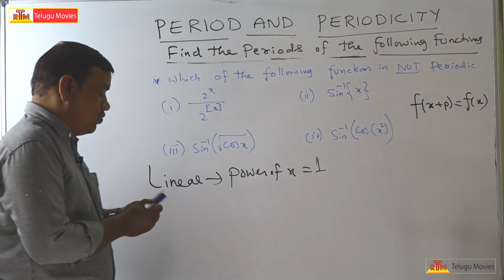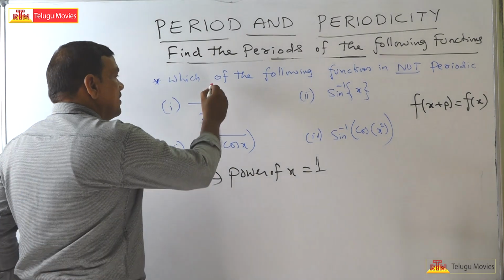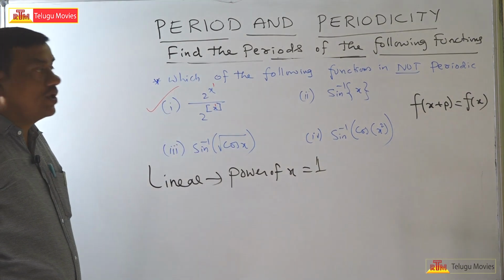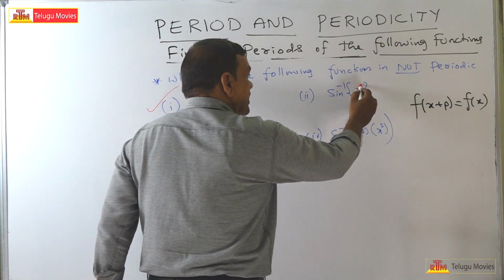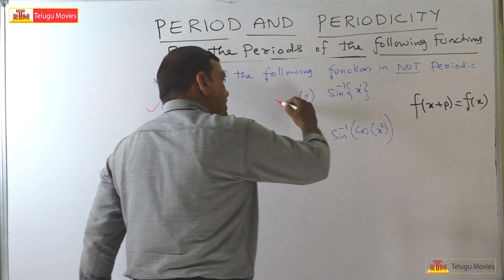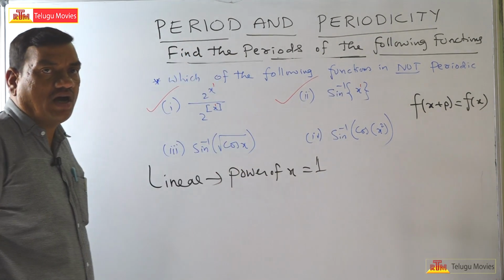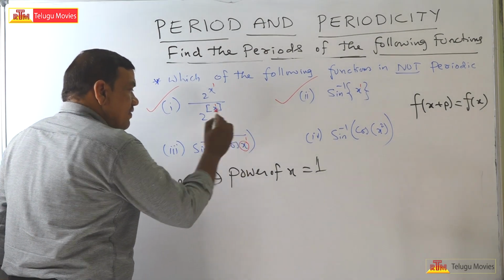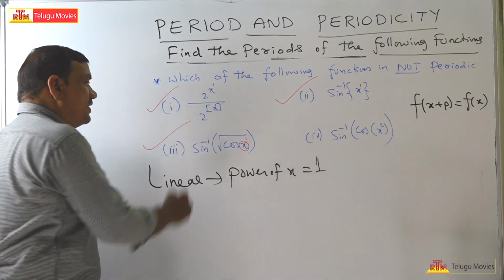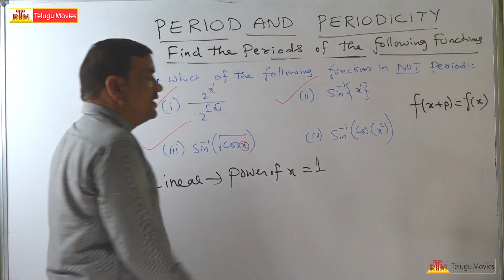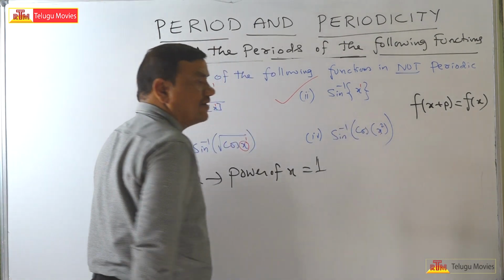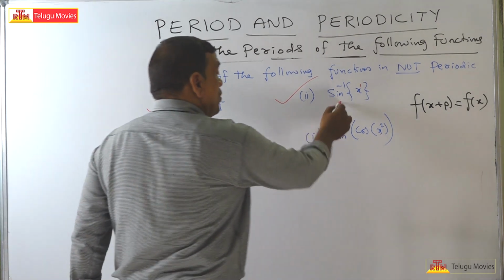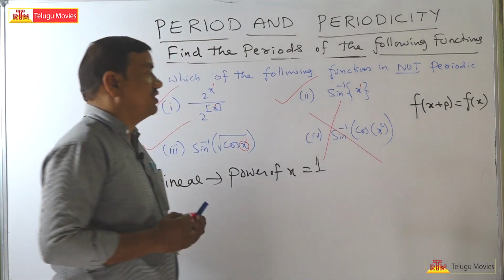See here, what is the exponent of x here? 1, here 1. Therefore, it is periodic. What is the power of x here? x power 1. Therefore, it is periodic. Of course, it will have some period, which I will tell afterwards. What is here? x is there. What is the power? 1. Therefore, it is periodic. But here x square is there. What is the degree of x? 2. Therefore, it is not a periodic function.